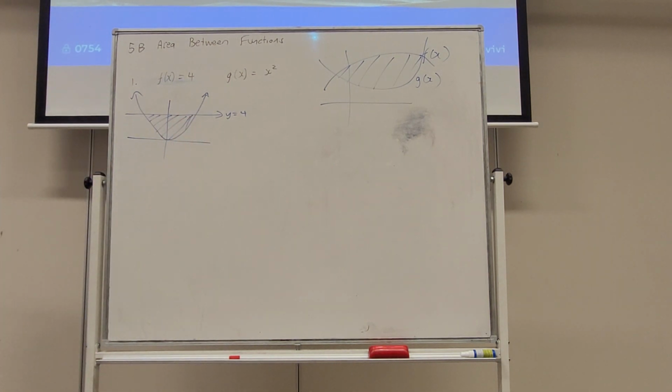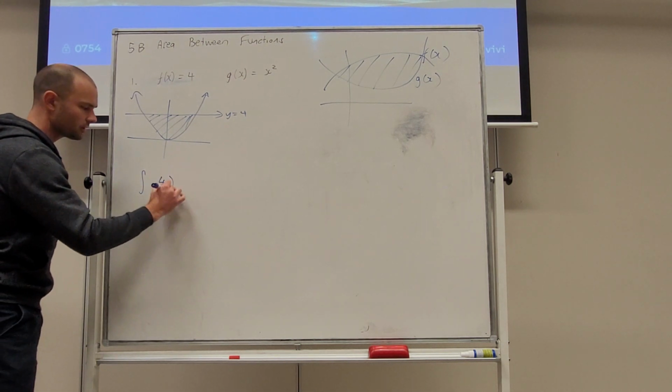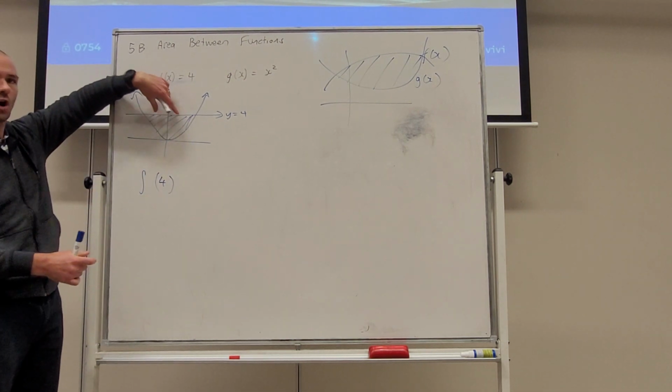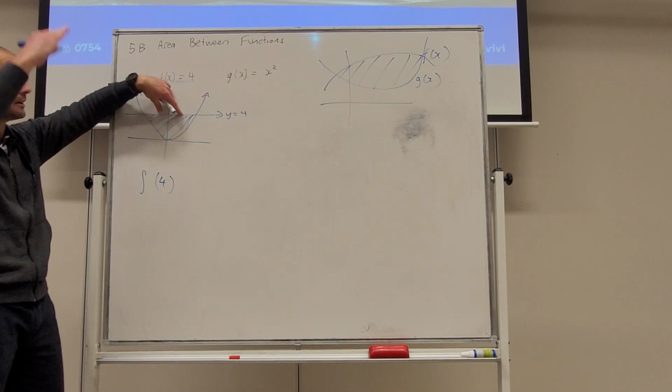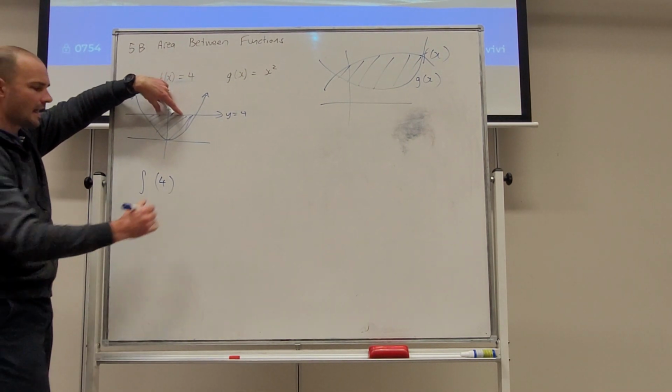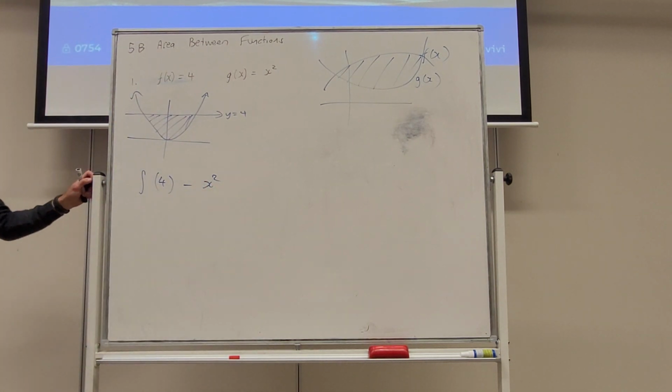So the way we're going to do that is it's going to be the integral of the top function, okay, the one that's on top. That's what we need to graph, so we need to see which one sits above it. 4 is on top, and the one underneath it is x squared.